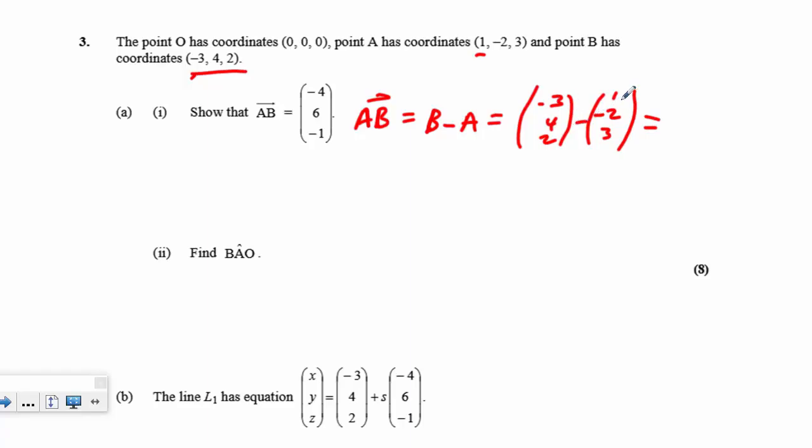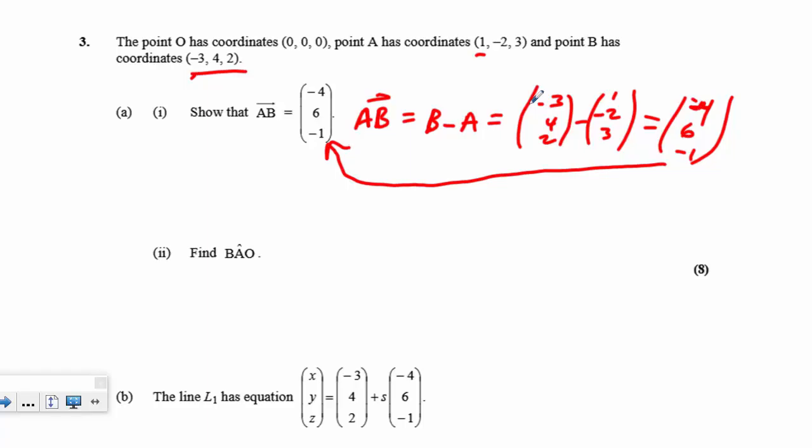I'll get negative 3 minus 1, which is in fact negative 4. Then 4 minus negative 2, which is 6. And then 2 minus 3, which is negative 1. So this is negative 4, 6, and negative 1. This is identical to this. It's supposed to be. Okie doke.